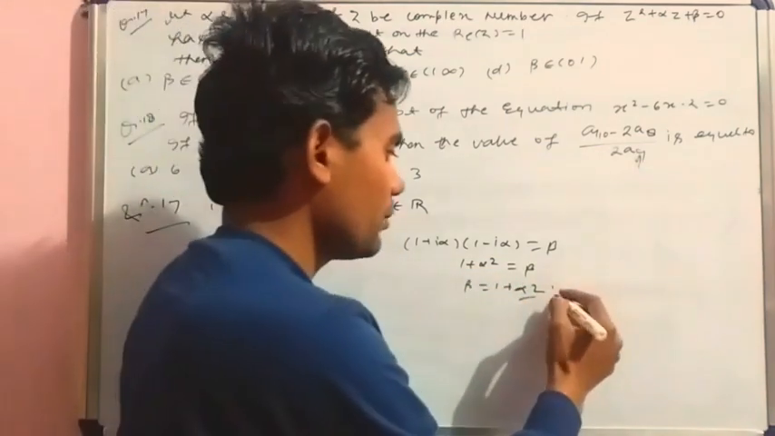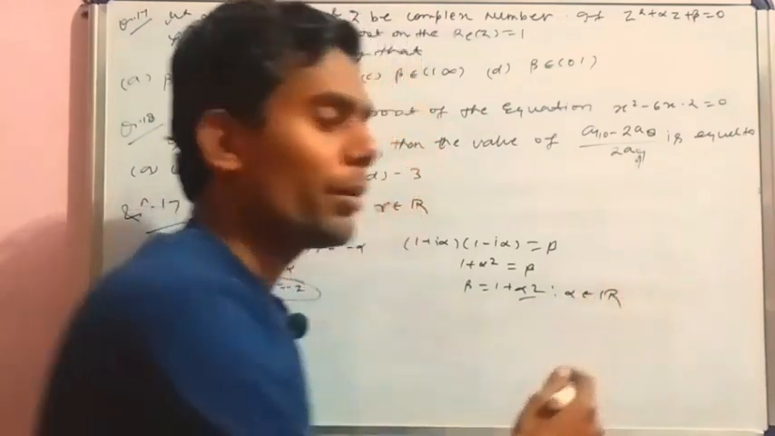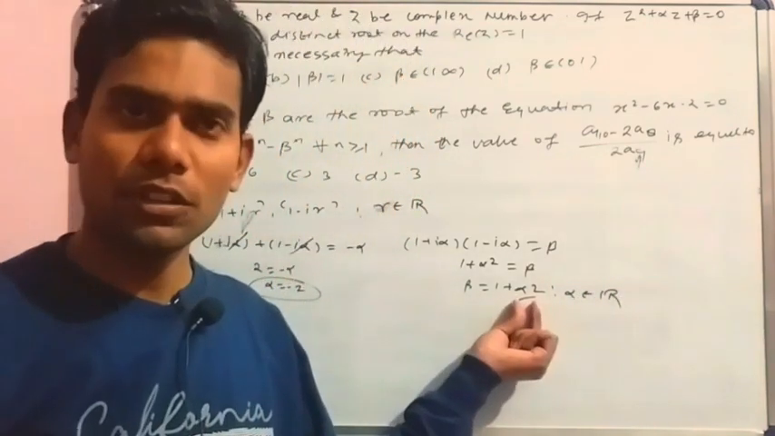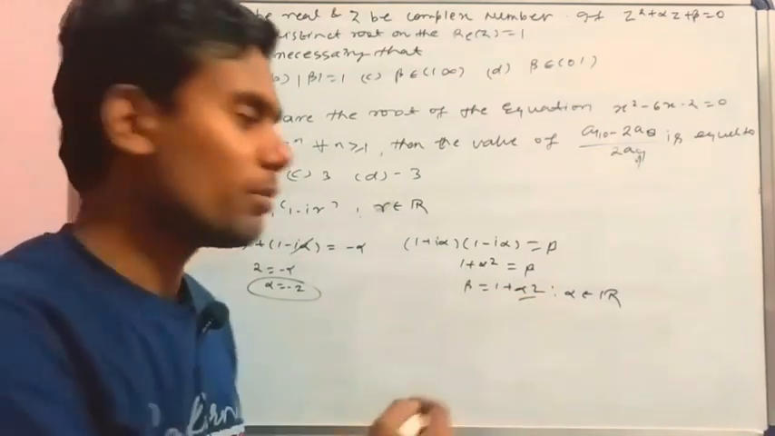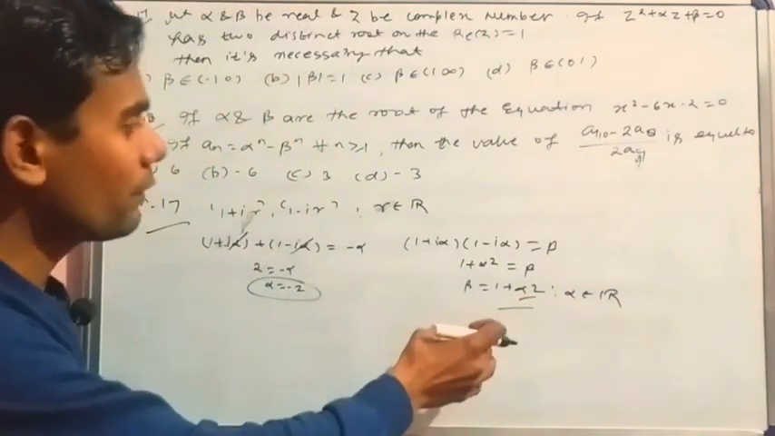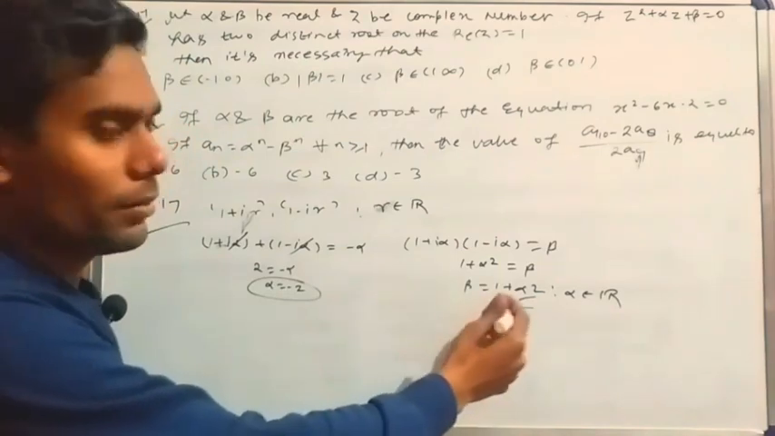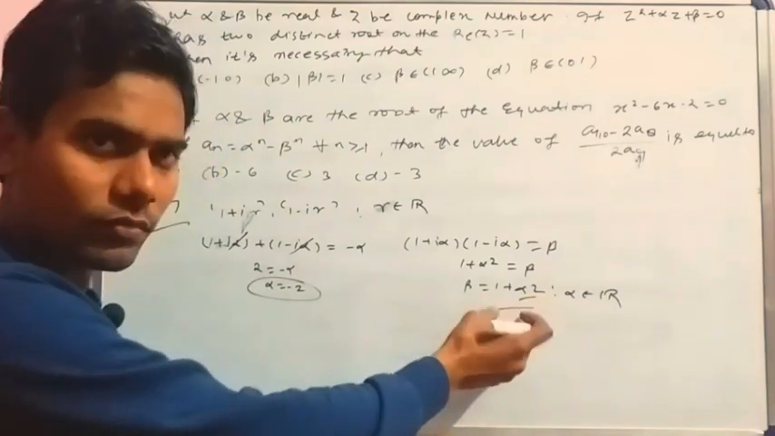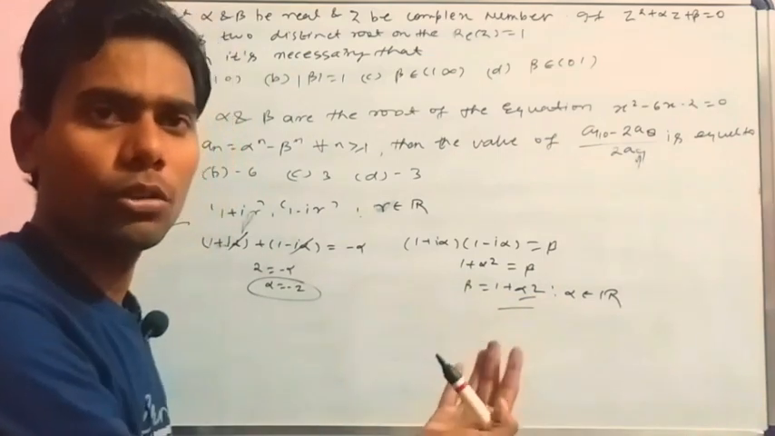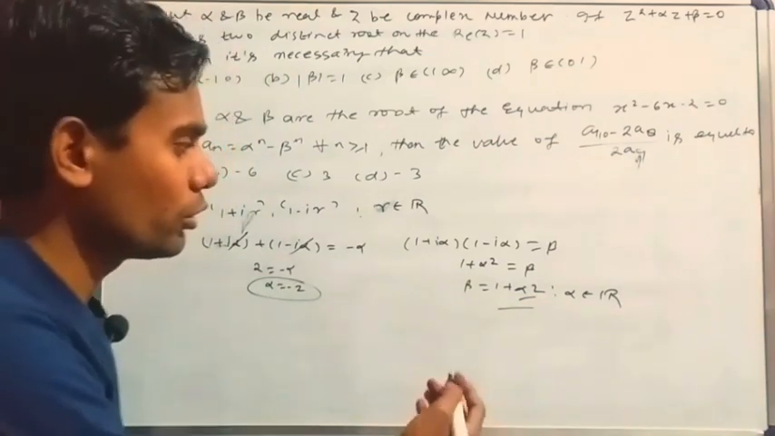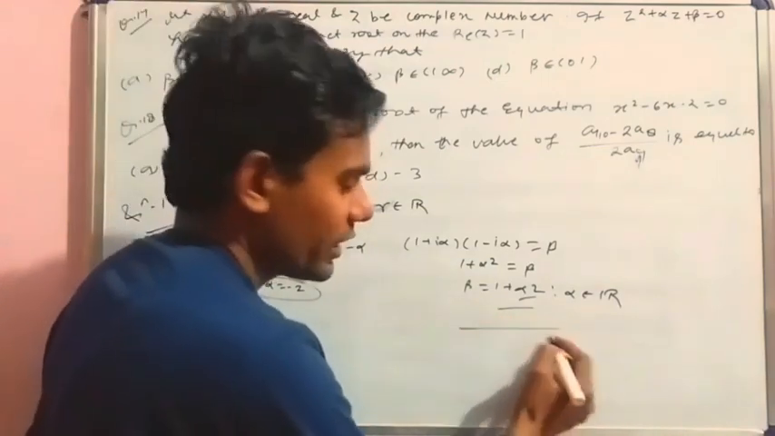Alpha belongs to any real number, maybe positive or maybe negative, but alpha square is always positive. And this plus 1 is always positive. Then we see that beta, which is 1 plus alpha square, is always greater than 1, not equal to 1.